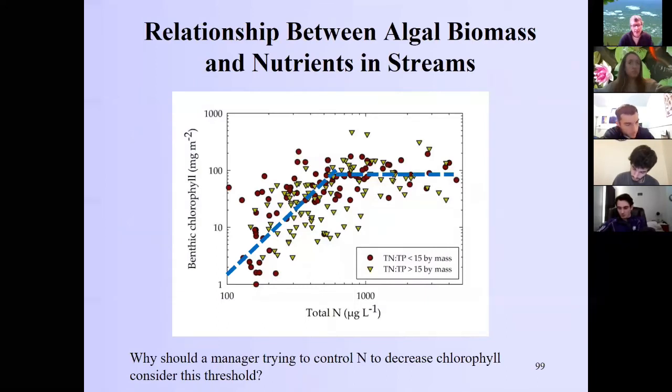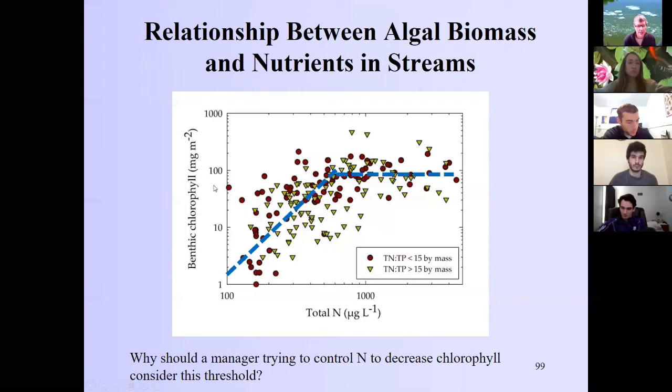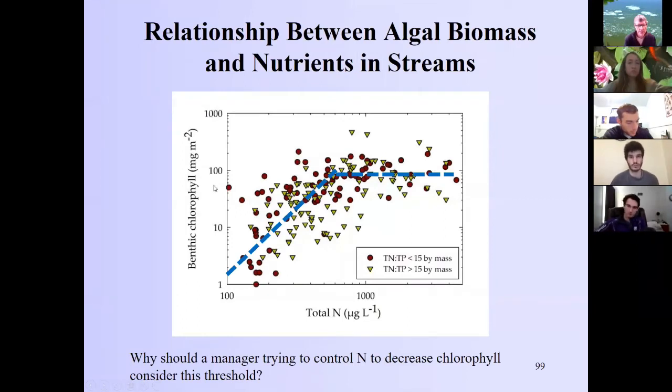So just like with lakes, there's a relationship between the amount of nutrient in the water and the chlorophyll, but this is benthic chlorophyll now, growing on the bottom. The relationship is not as tight. It's sloppier because rivers and streams have floods, and they can scrape the benthic algae off the bottom. So it's a little bit less of a tight relationship.